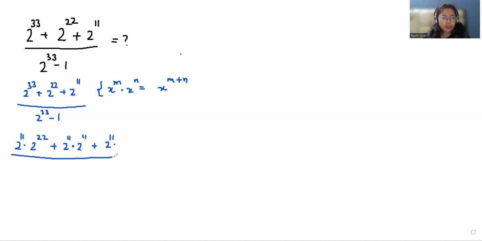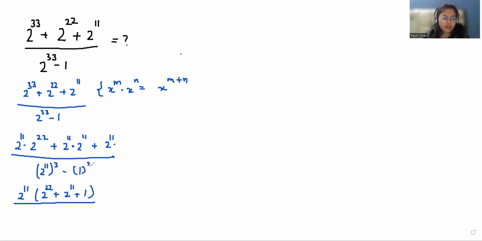Divided by, similarly 2^33, we can write it as (2^11)^3 minus 1. So from the numerator, I can take 2^11 as common. So what is left? 2^22 + 2^11 + 1, divided by.